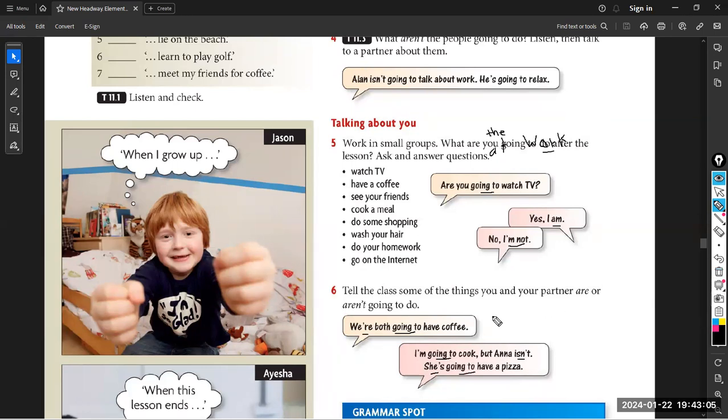So if you want to talk about now, you can use going to. But if you want to mention the future, yes, you can use going to, but it will be a plan. So please keep it in your mind again, because this is really important. Ghadi is coming. Okay.